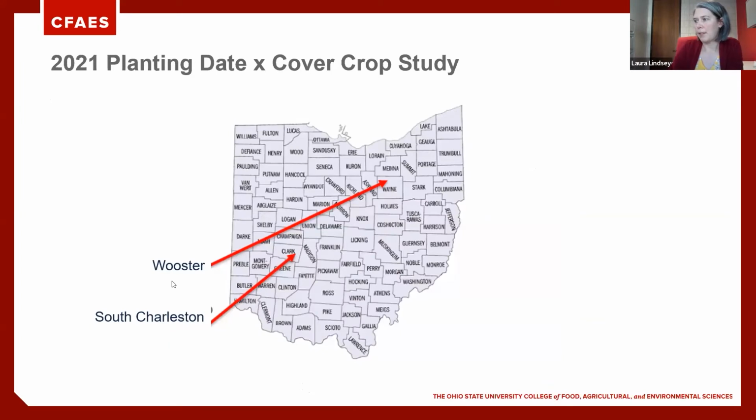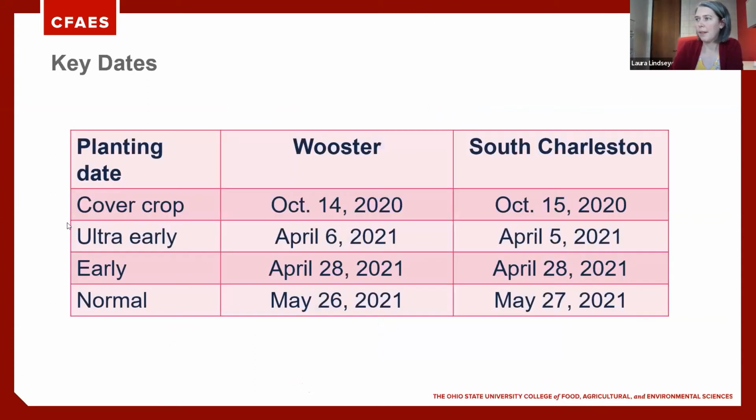This study we had at 2 locations in Wooster, so the northeastern part of the state, where it can be a little bit cooler, and then also in Clark County in west central Ohio. So 2 very different growing environments. These are our dates. Our cover crop was planted in fall of 2020 in mid-October. And then our planting dates were pretty similar or the same between those 2 locations, which doesn't usually happen. Our ultra early was April 6th in Wooster, April 5th in South Charleston. Early was April 28th at both locations. And then normal was either May 26th or May 27th.